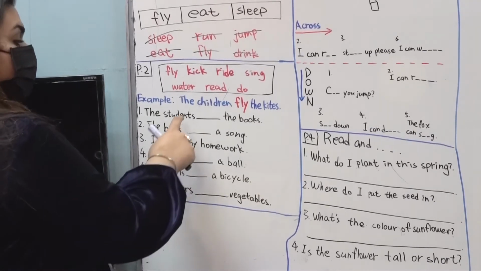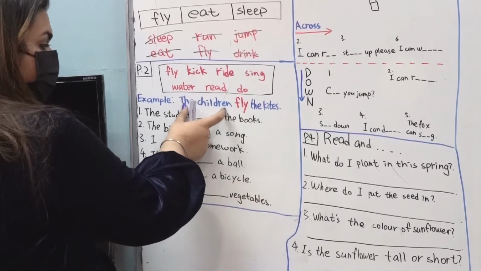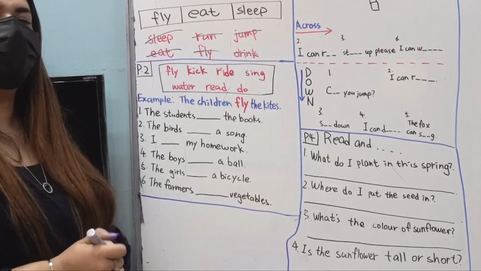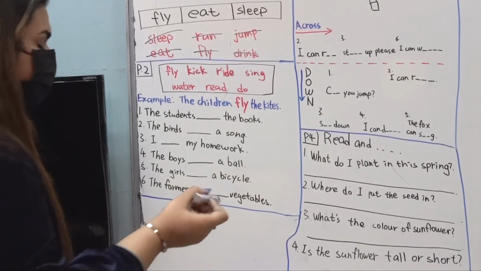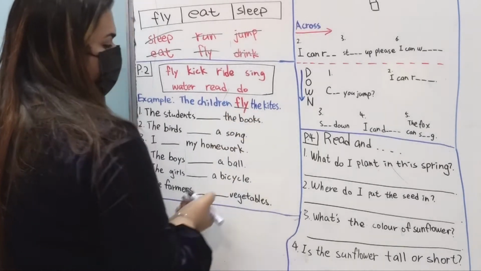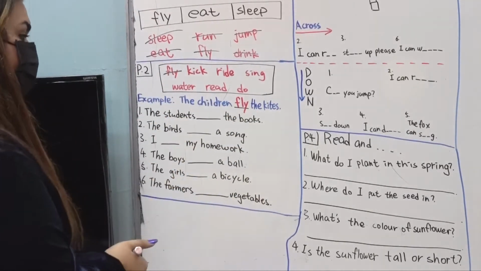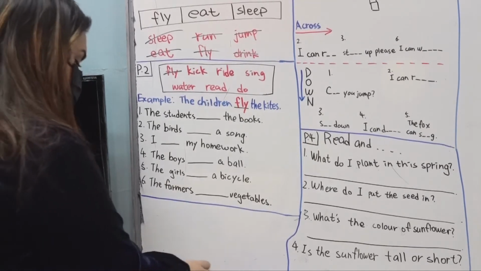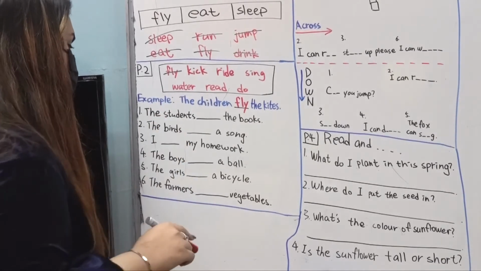Example. The children fly the kite. Which one is the verb here? Fly, right? Fly is the verb. So you cross out fly because you've already used it. The children fly the kite. Okay? Number 1.